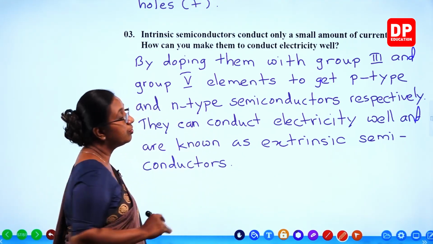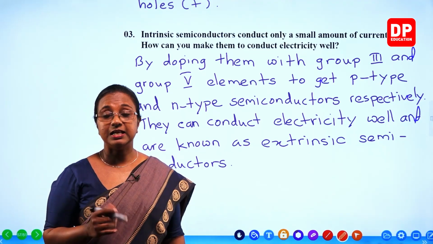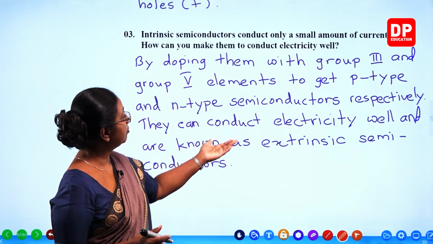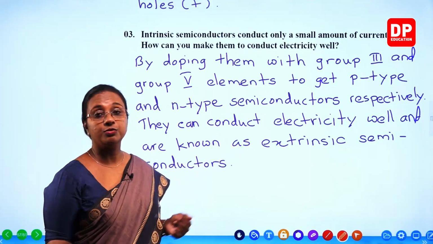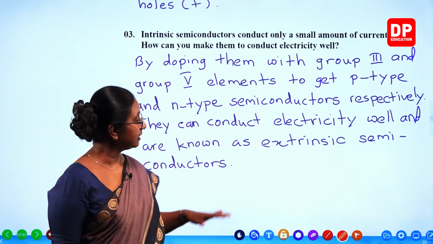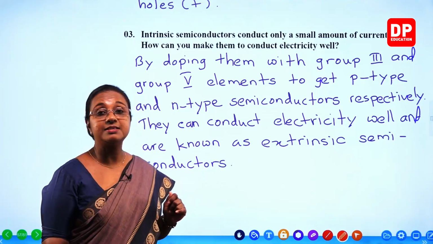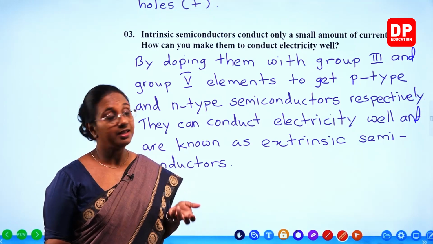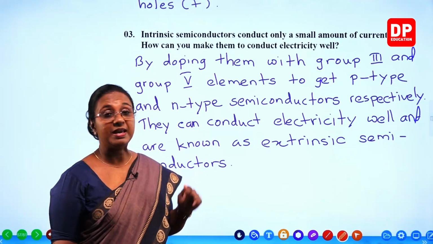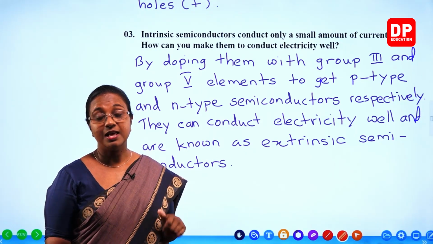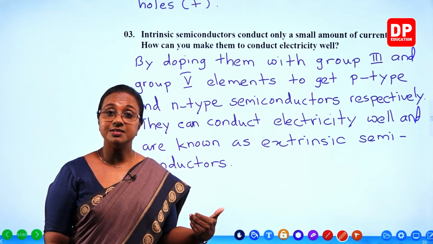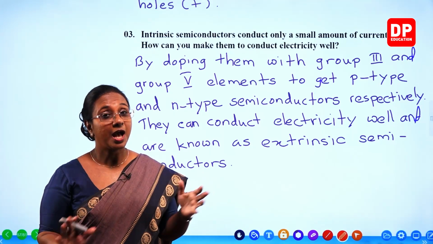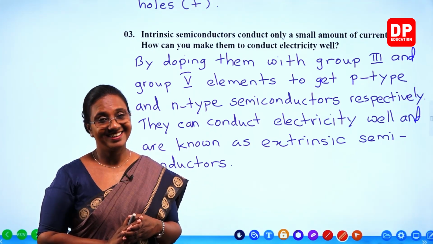So when you dope them with a material, either group 3 or group 5, with group 3 you get p-type semiconductor, with group 5 you get n-type semiconductor. These are known as extrinsic semiconductors and they can conduct electricity well. So this is how we make them conduct electricity well, by converting the intrinsic semiconductor to extrinsic semiconductor. I am sure you all have answered that correctly.